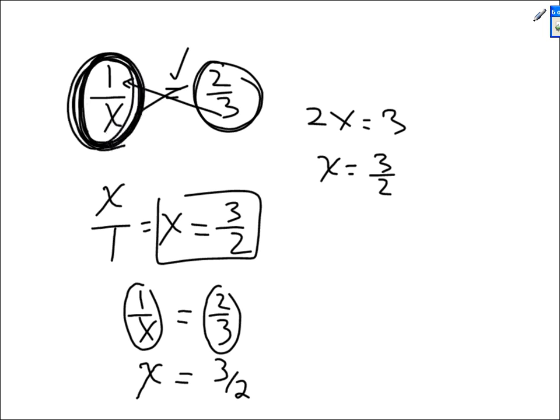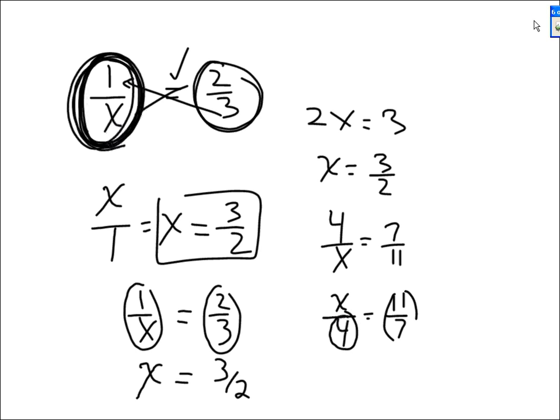Even if you had 4 over x is 7 over 11, I would take the reciprocal of both sides. Now I have x on the top. Remember, the denominator times the other side always equals the numerator. That is, x is 4 times 11 over 7, 44 over 7 in this case. That's what x equals. If x is in the bottom, take the reciprocal of both sides.